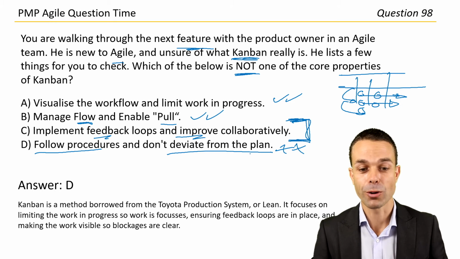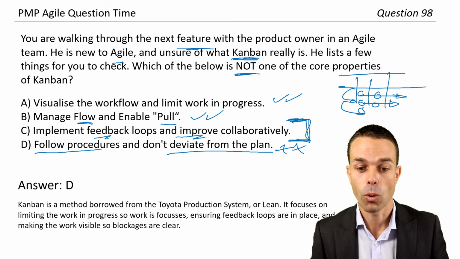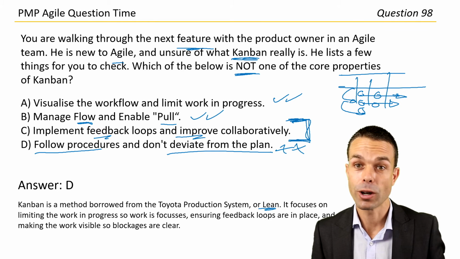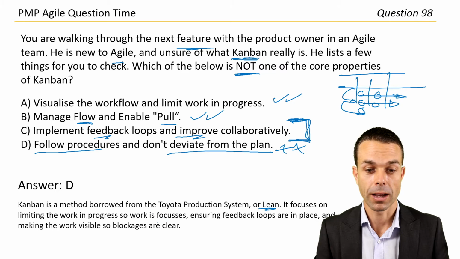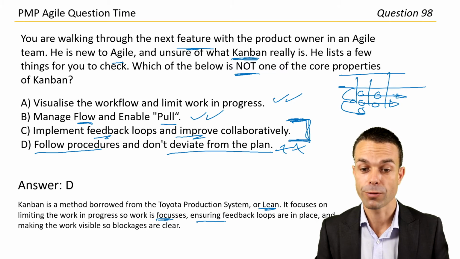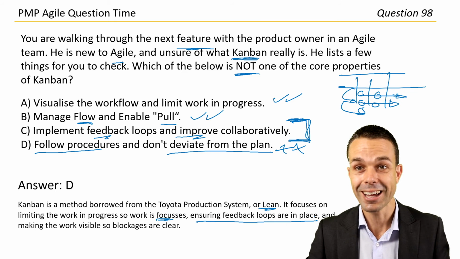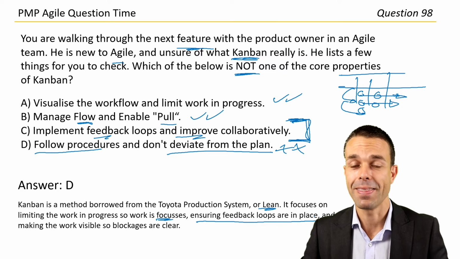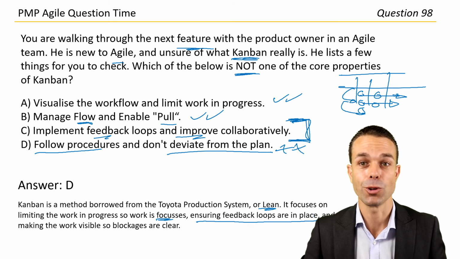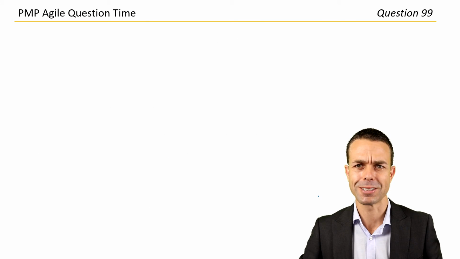Kanban is a method borrowed from the Toyota production system, or Lean. It focuses on limiting the work in progress so that the work is focused and ensures feedback loops are in place, making the work visible so blockages are clear. Exactly what we were just talking about. And that's a really powerful part of Agile that you will come across. All right, that was a good one to start with.